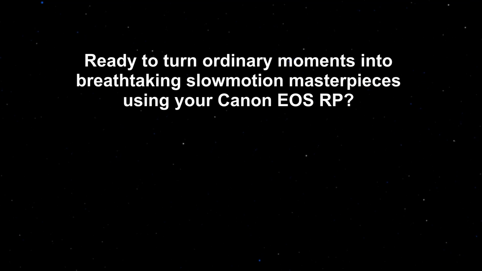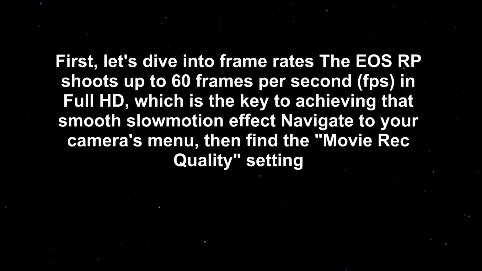Ready to turn ordinary moments into breathtaking slow-motion masterpieces using your Canon EOS RP? First, let's dive into frame rates. The EOS RP shoots up to 60 frames per second (FPS) in Full HD, which is the key to achieving that smooth slow-motion effect. Navigate to your camera's menu.